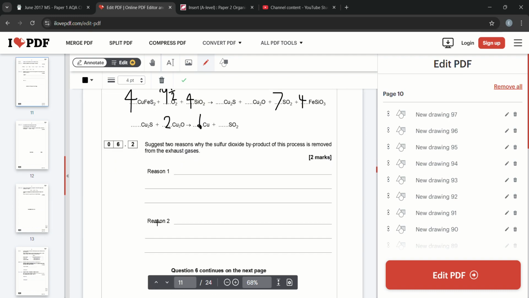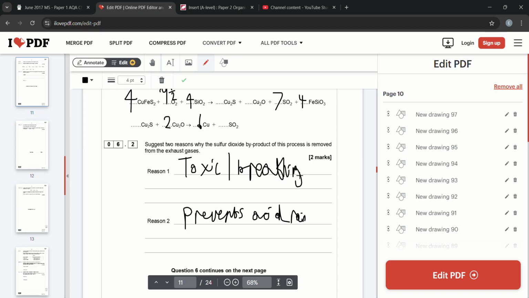And 6.2 suggests 2 reasons why sulfur dioxide, a byproduct of this process, is removed from exhaust gases. Number 1, it's toxic, and 2, it prevents acid rain. And there's other things you could talk about: improves atom economy, reduces waste product, reduces need for sulfur mining, used to produce sulfuric acid. But toxic, breathing problems, and prevents acid rain are your go-to 2 reasons.